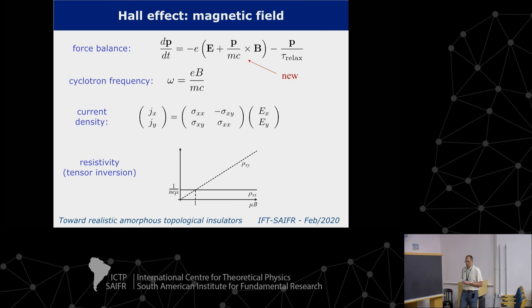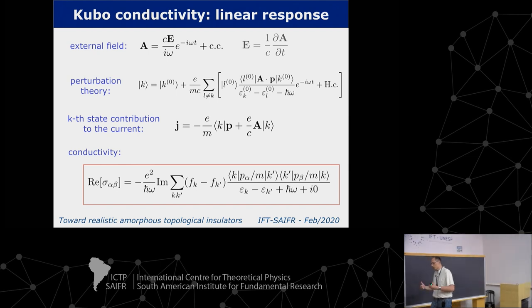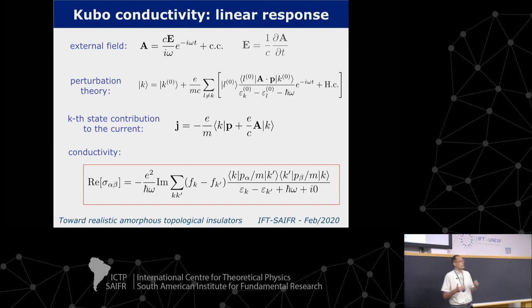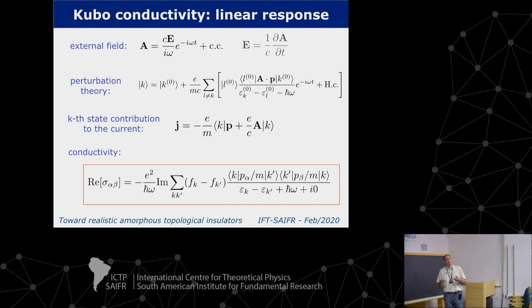The next thing I want to flash here, which will be important for the remainder of the talk, is the Kubo conductivity. This was the next real conceptual step from a theoretical point of view, developed in the early 60s, right? Linear response theory. People started to address problems of quantum corrections to the classical formula using this approach.